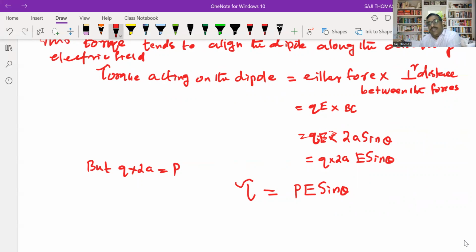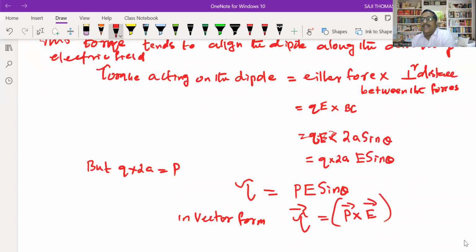We have to express it in vector form. Torque is a vector quantity. What is its unit? Torque is force into distance only, so it is Newton meter. So we have to express it in vector form. In vector form, we can write tau bar equals P bar cross E bar. You know, A cross B is AB sine theta. So the torque acting on the dipole placed in a uniform electric field is tau bar equals P bar cross E bar.